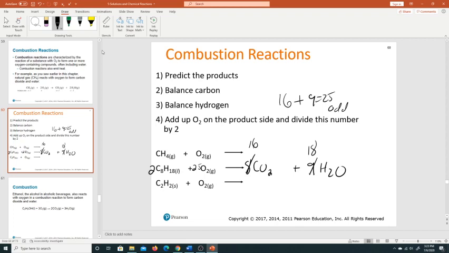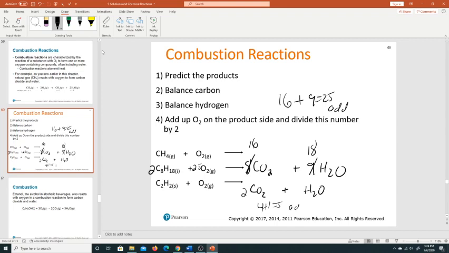The last one is done the same kind of way. C2H2 plus O2 makes CO2 plus H2O. Balance that. Carbons first. 2 carbons on the left. 2 H's on the left. I've already got 2 H's on the right. On the right, I have 2 times 2 is 4, plus 1 more. That's 5 O's on the right, 2 on the left.